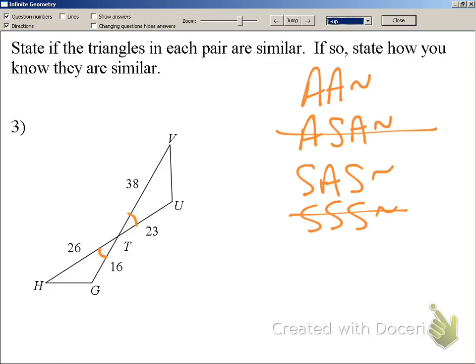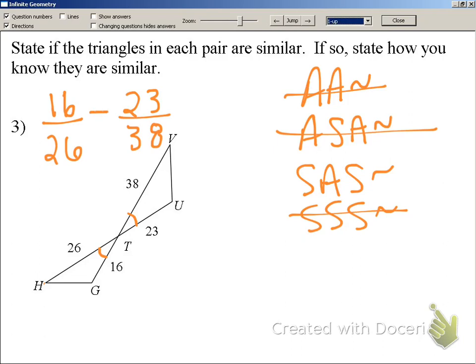Now, in order for it to be angle-angle, I have to know another angle is congruent to another corresponding angle. There's not any. So our only option at this point is side-angle-side similarity. In order for it to be side-angle-side similarity, the corresponding sides must be proportional. And because we don't know by looking at the diagram whether H corresponds to V or to U, I do know that the shorter side between HT and GT will correspond to the shorter side of VT and UT. So the shorter side 16 corresponds to 23, and 26 would correspond to 38. The only way that these 2 triangles would be similar is if this is a true proportion.